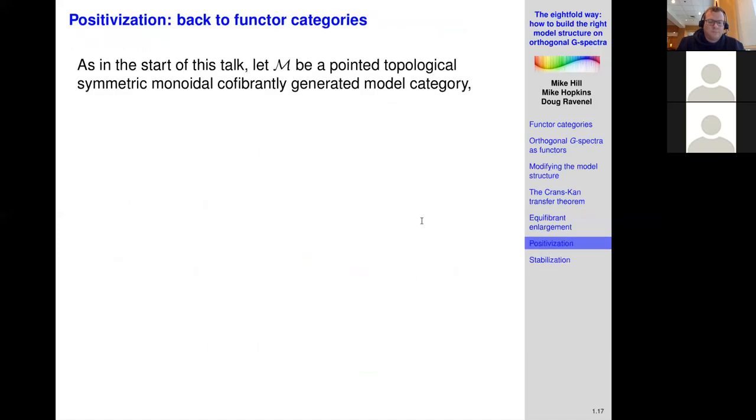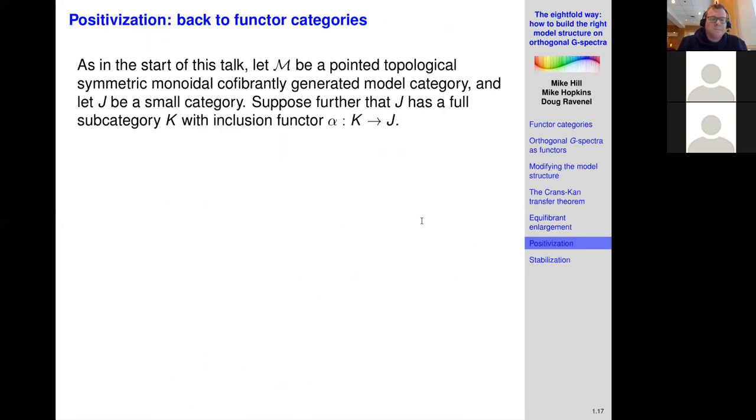Now, positivization, what is that? As in the beginning, let's say we have a pointed topological symmetric monoidal cofibrantly generated model category. That's a lot of adjectives. And a small category J. Now, suppose further that J has a full subcategory K and an inclusion functor alpha. Now, this means we have a precomposition functor from M^J to M^K.